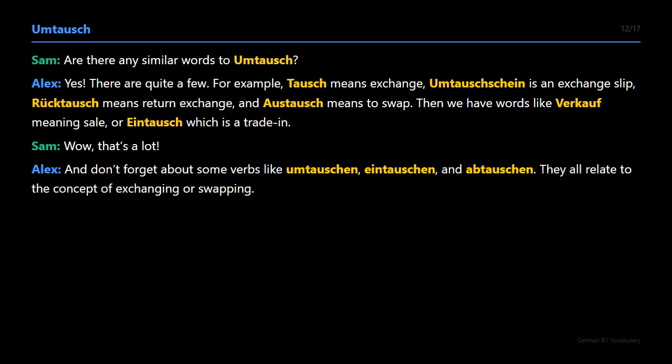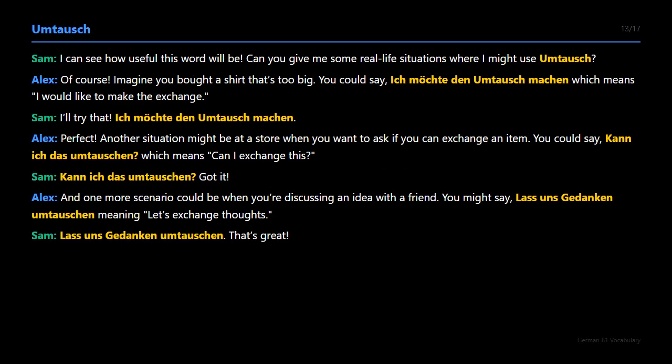And don't forget about some verbs like Umtauschen, Eintauschen, and Abtauschen. They all relate to the concept of exchanging or swapping. I can see how useful this word will be. Can you give me some real-life situations where I might use Umtausch?